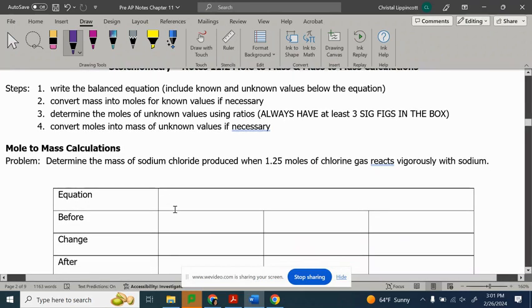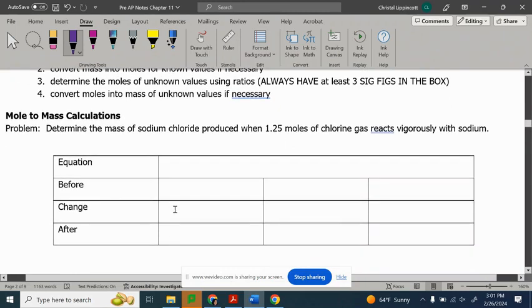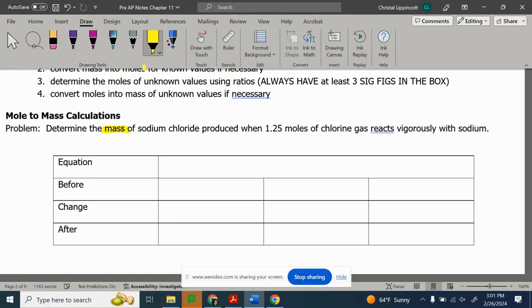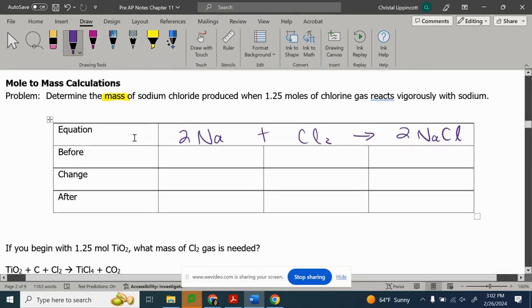Okay. So now we are going to solve for mass. So it's done exactly the same way, except there's one extra step at the end. So here, we're going to have 2Na plus Cl2. It's going to give us 2NaCl. So solve for this and tell me, first of all, the moles of sodium chloride, and then I'll take you to the final step after you figure that out.